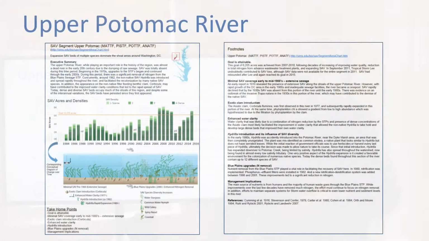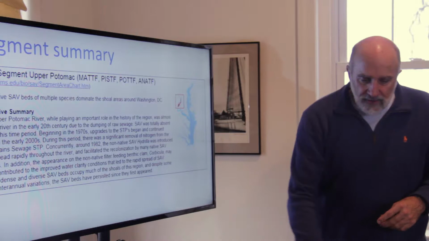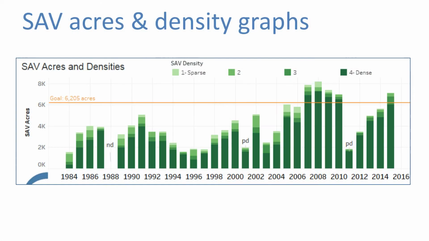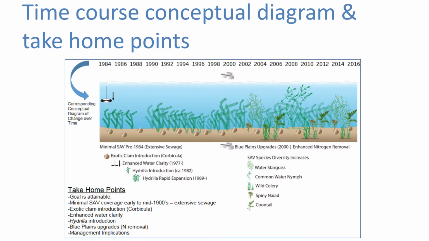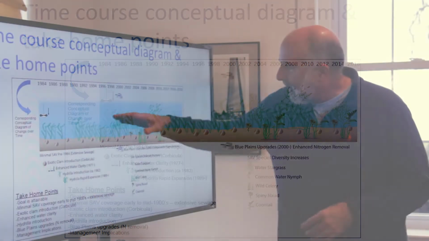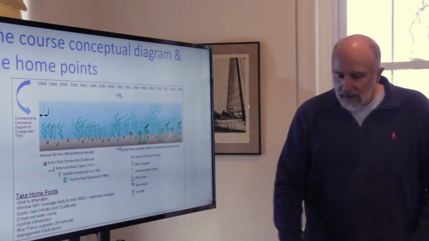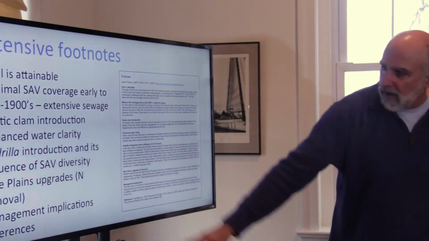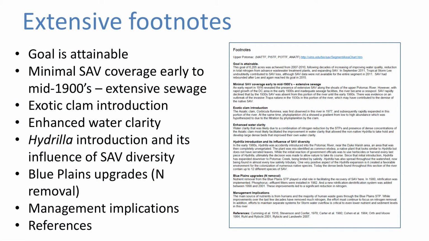So that's the format, and that's how we did the Upper Potomac. You can see the same style. I'll go through those quickly. We have our executive summary. We have our density and abundance graphic. We have our conceptualization with the Blue Plains upgrade, and then the resurgence of particularly hydrilla, and then the native species coming back in. And we have our footnotes with the attainability and the hydrilla and all those points made here.